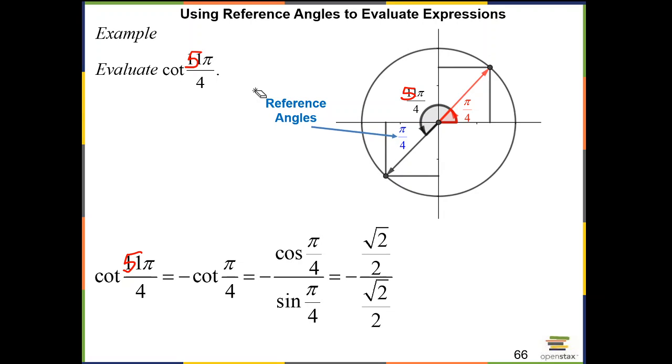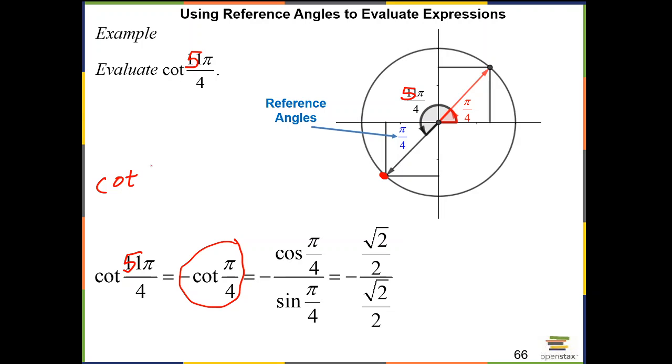So the cotangent of 5 pi over 4, which is the angle over here, right? That's 1 pi over 4, 2 pi over 4, 3 pi over 4, 4 pi over 4, 5 pi over 4. Cotangent of 5 pi over 4 is negative cotangent of pi over 4. How do we know that? Well, let's see. We could do this first and then do this. I'm going to switch this later in the notes, but for now, this is going to be negative, so let me write it here.